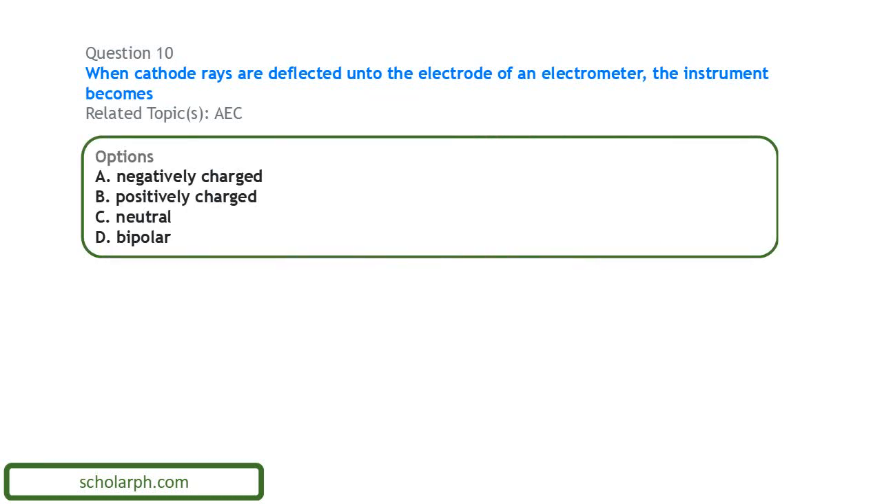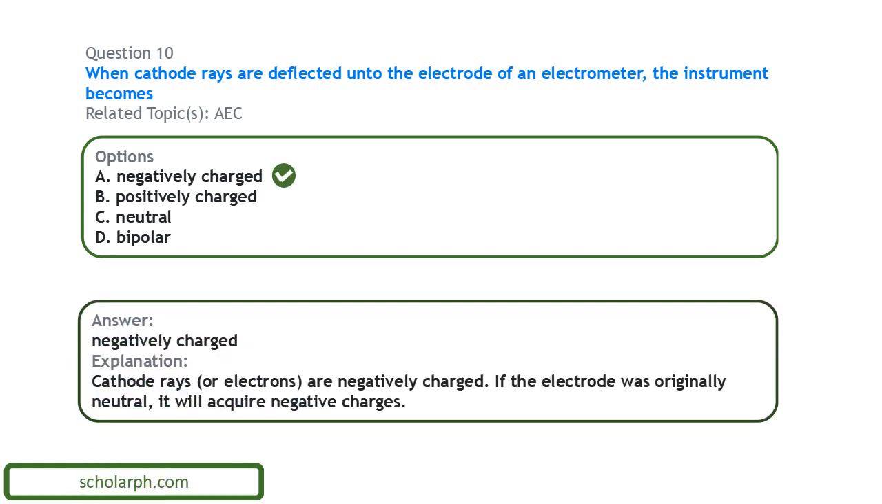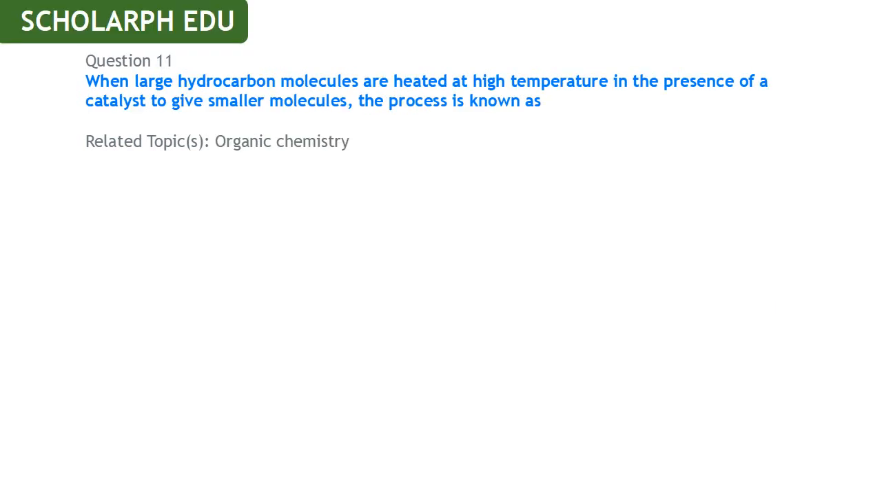Next, when cathode rays are deflected onto the electrode of an electrometer, the instrument becomes what? So cathode rays are streams of negatively charged particles. They are streams of electrons. When they are deflected onto the electrode of an electrometer, that instrument is going to acquire the negative charge, so it will become negatively charged.